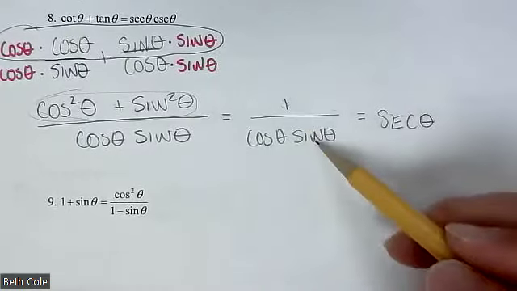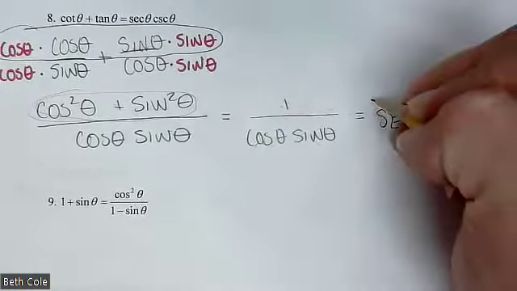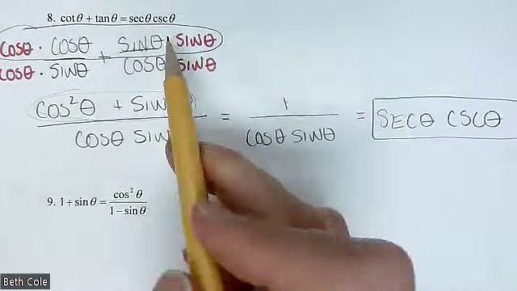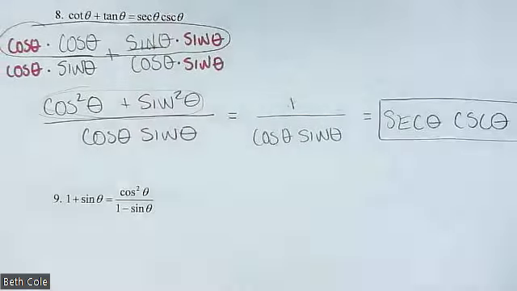And then 1 over sine. What's your reciprocal of sine? It's cosecant. Oh my gosh, do you guys see how that is what's on the other side of the equal sign? Like the answer's there. You just have to get it.